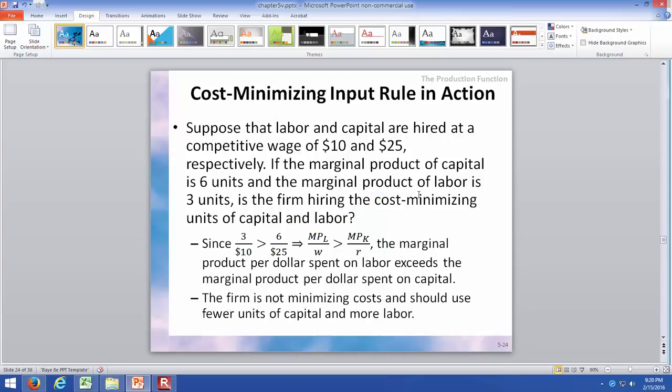Now do we see that? Here the marginal product of labor divided by the wage is 3 divided by 10, and the marginal product of capital divided by the rental rate is 6 divided by 25. So what we see here is that the marginal product of labor divided by the wage is higher than the marginal product of capital divided by the rent. So the firm is not minimizing cost and should use fewer units of capital and more units of labor, because the marginal product of labor divided by the wage rate is higher than the marginal product of capital divided by the rental rate.